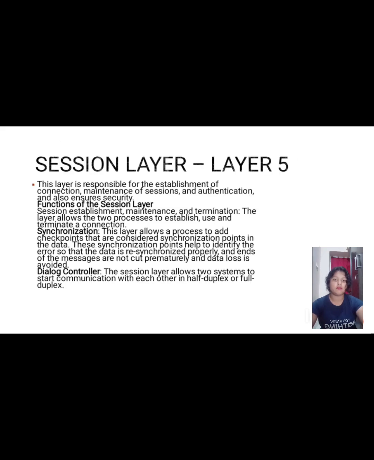Next, the session layer, which is the fifth layer. This layer is responsible for the establishment of connections, maintenance of sessions, authentication, and also ensures security functions of the session layer.